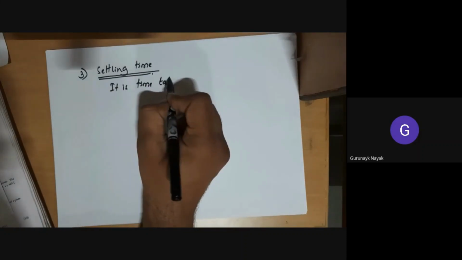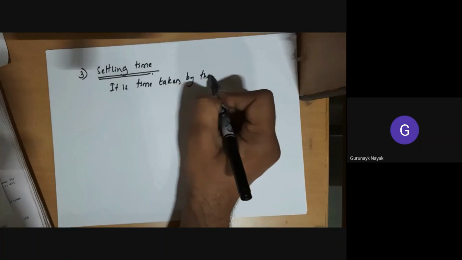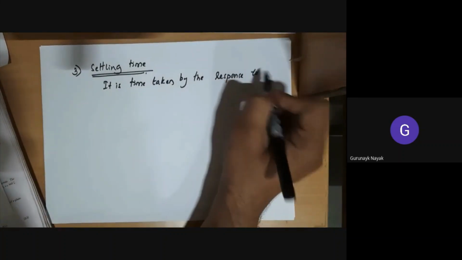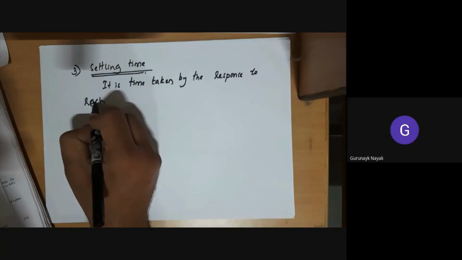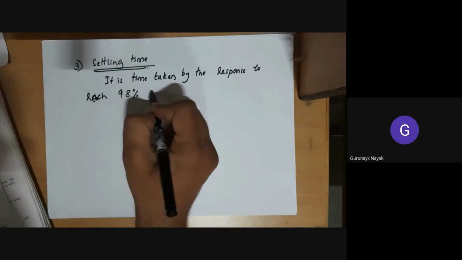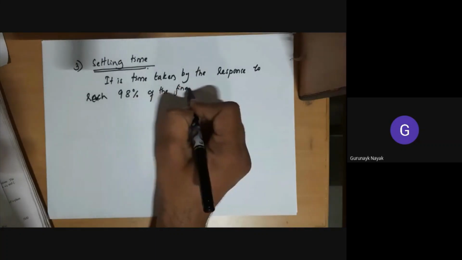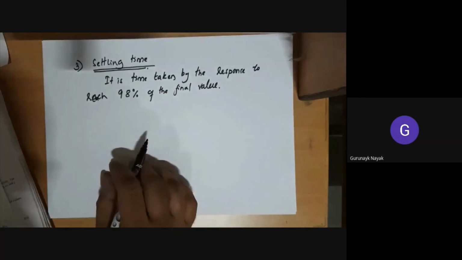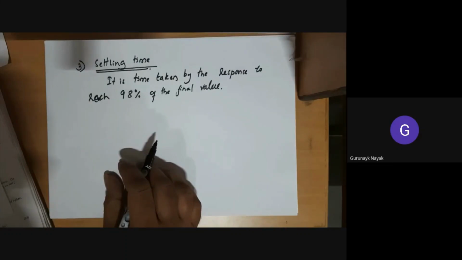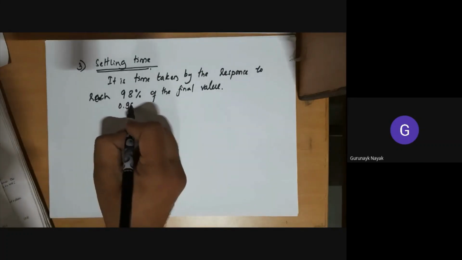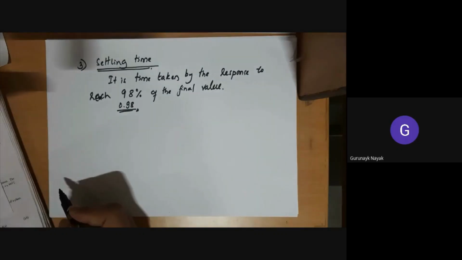It is settling time, and the symbol is T subscript S. It is defined as the time taken by the response to reach 98% of its final value. So we studied about 63%, we understood about 10% and 90%. Now it's 98% of its final value. For unit step input, 98% is obviously 0.98.